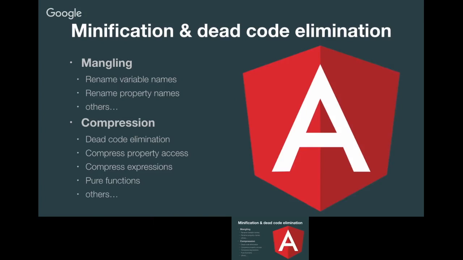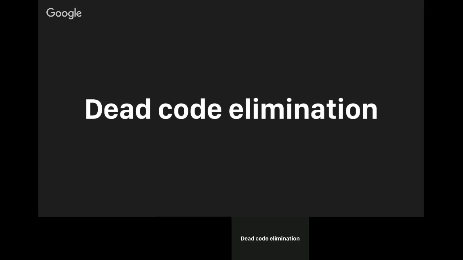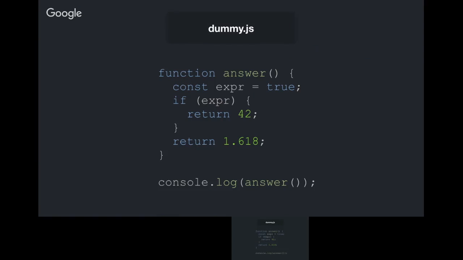So with minification and dead code elimination, we have, for instance, mangling, which includes things like renaming variable names and also renaming property names. We have also compression, which includes dead code elimination and compressing property accesses. We're also able to get rid of some pure functions if we are not using the results of their invocation. Some tools for minification provide some pretty cool features. But we're going to focus on dead code elimination just for a little bit in order to be able to reach tree shaking.